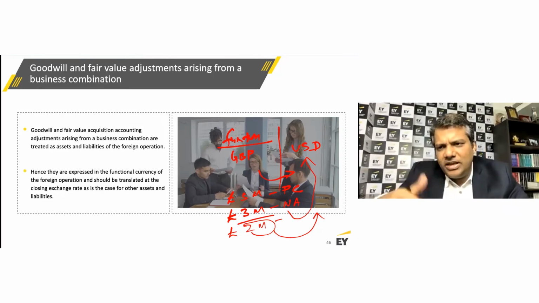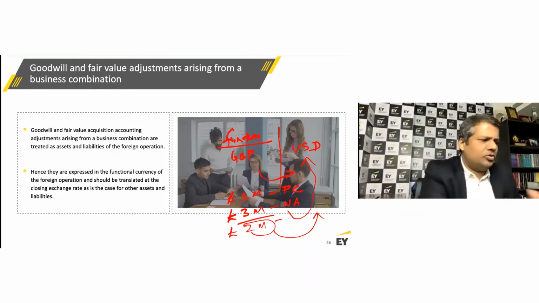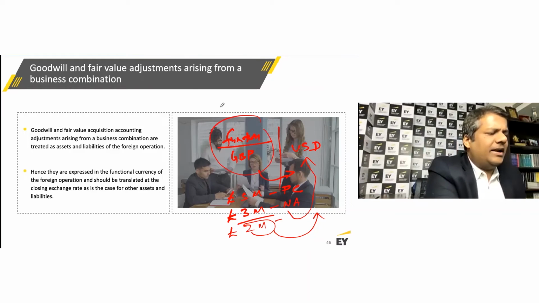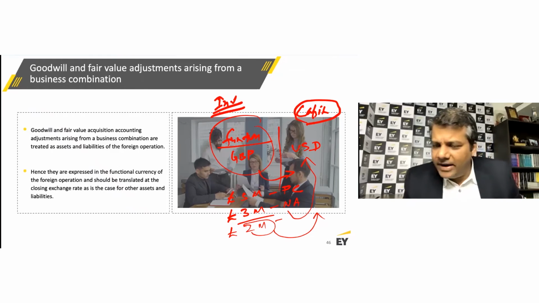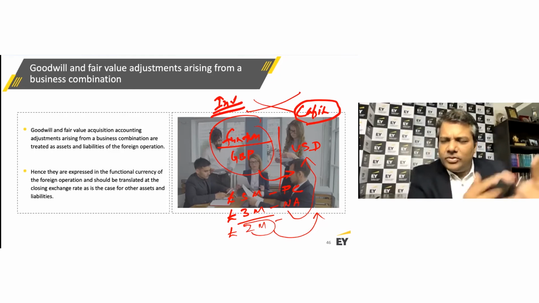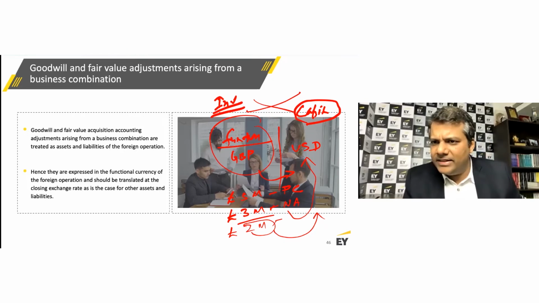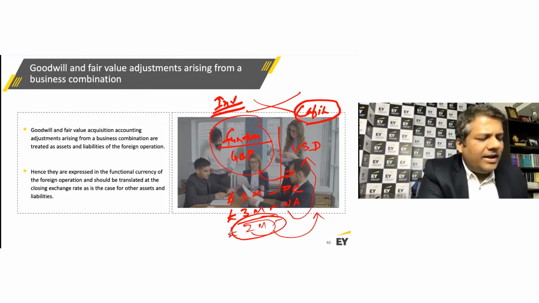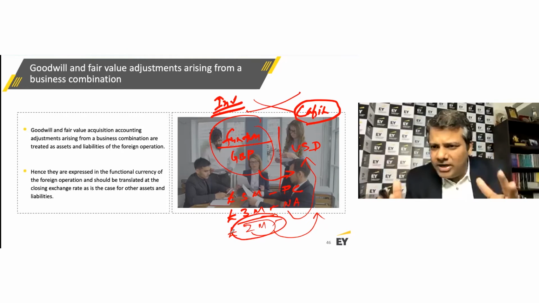So what happens is that it results in a translation gain or loss, which arises only on consolidation, because in the standalone books of this company it is sitting as investment, and here it is sitting as capital. Now, when you look at the consolidated financial statements, this investment and capital is eliminated. That is then represented by these assets. Now, this 2 million is a consolidation adjustment. Goodwill is a consolidation adjustment.